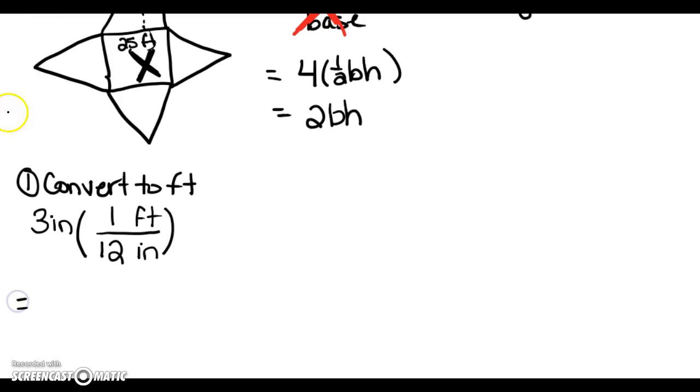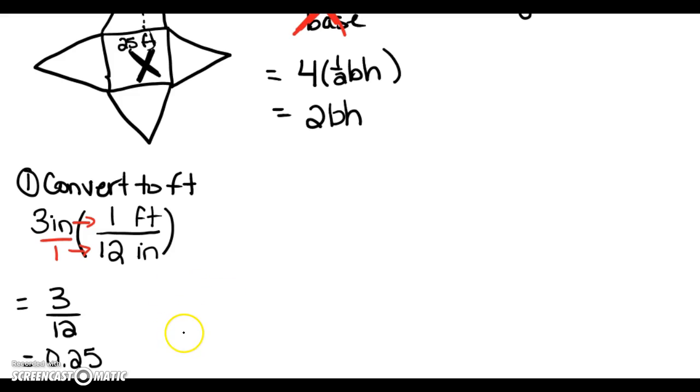Okay? So if this makes your brain a little bit happier, write your 3 over 1, and then you multiply across, just like you're multiplying 2 fractions. So 3 times 1 is 3, and 1 times 12 is 12. Put that into your calculators, or if you can see that right away, 3 divided by 12 is just 0.25.